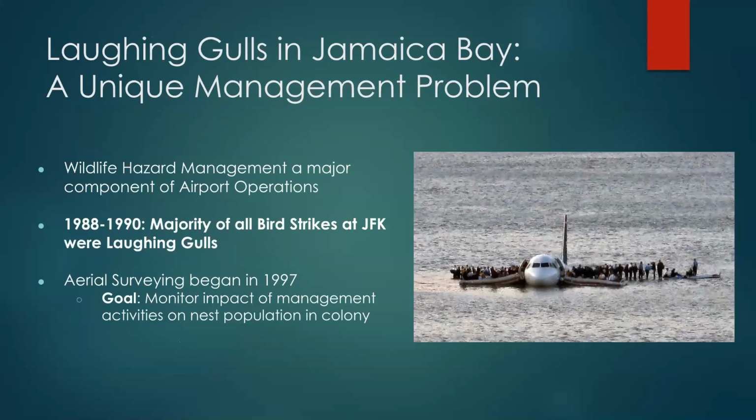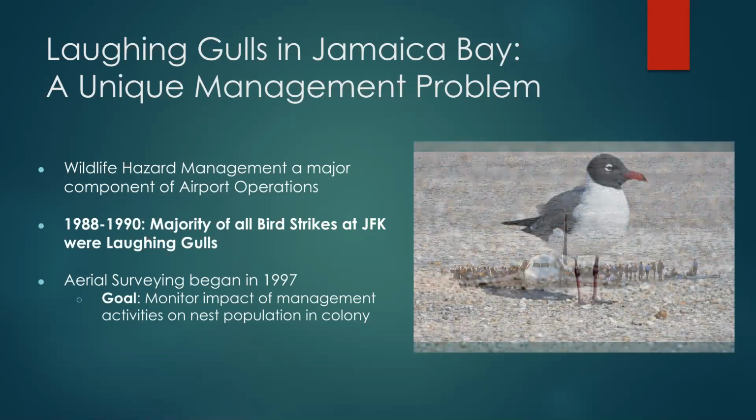So wildlife hazard management is a major part of airport operations due to the human safety risk that wildlife can pose to aircraft. The most famous example of a wildlife strike that almost everybody's familiar with is the crash of US Airways Flight 1549, which struck a flock of Canada geese on departure from LaGuardia and was forced to ditch in the Hudson River. Now, the FAA has long mandated that all airports have a wildlife hazard management plan because of this risk. And the airport that I work at, the John F. Kennedy International Airport, has a very comprehensive management plan, and part of that plan deals with one species in particular that they have a lot of issues with, which is the laughing gull.